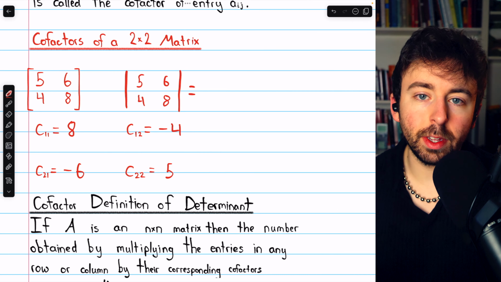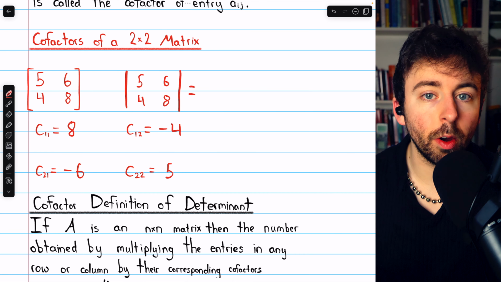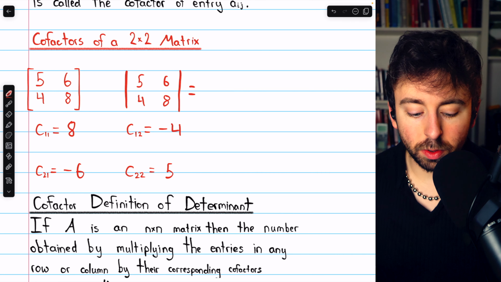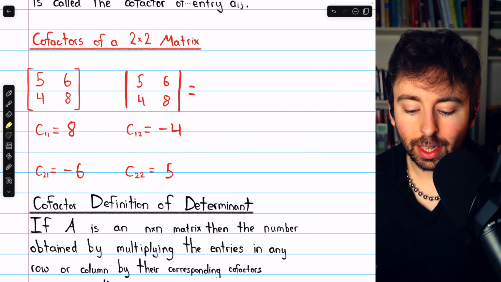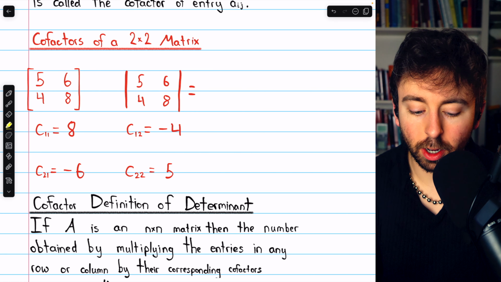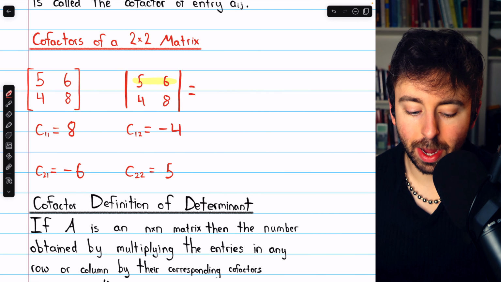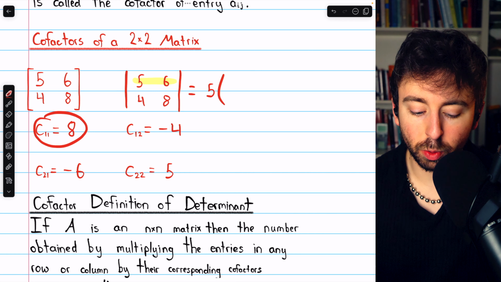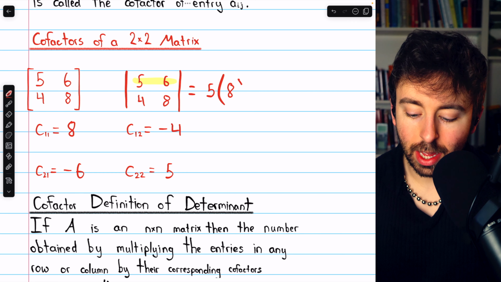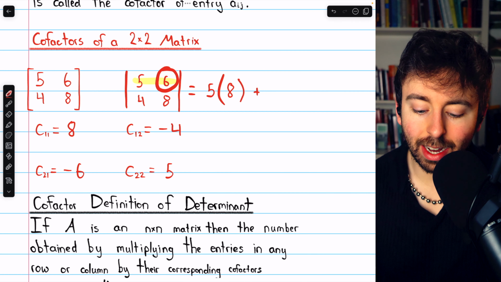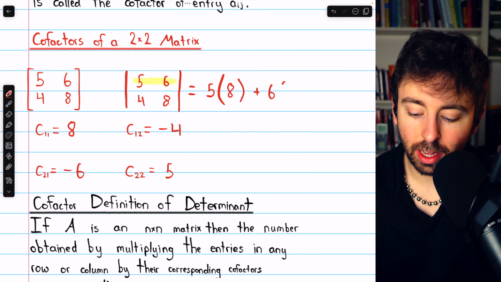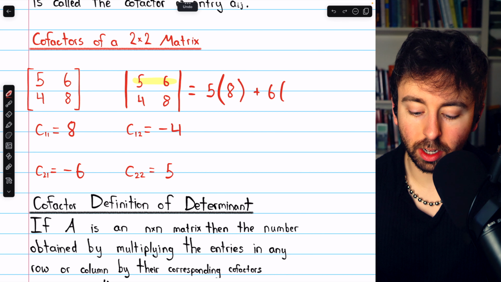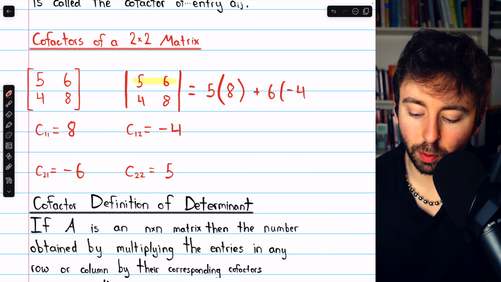The determinant of this matrix, if we calculate it with a cofactor expansion, we could use any row or column we please. Let's say we do a cofactor expansion across the first row of the matrix. Then we would take this entry, 5, the first entry in the row, and multiply it by its corresponding cofactor, which we already found to be 8. Then we would add the next entry in the row, 6, multiplied by its corresponding cofactor, which is -4.